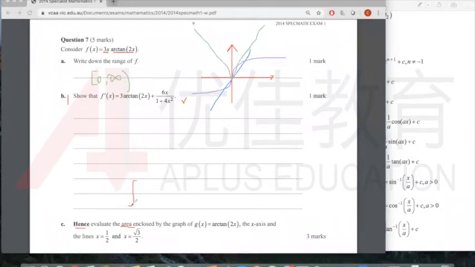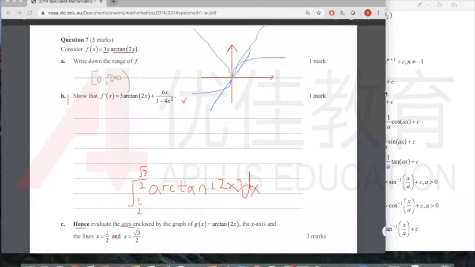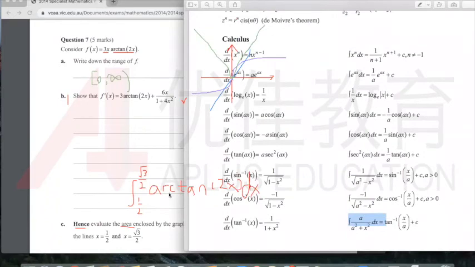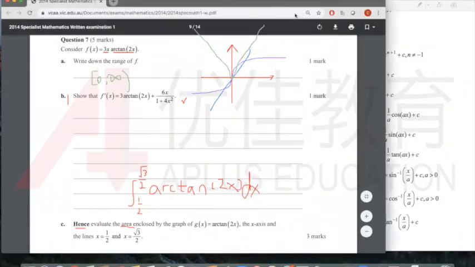So we basically need to find the integral from a half to root 3 over 2 of arctan 2x. And I hope you know that there's no direct formula for this integration. If you read the formula sheet, you can't find the anti-differentiation of arctan, but we can use what was calculated before.